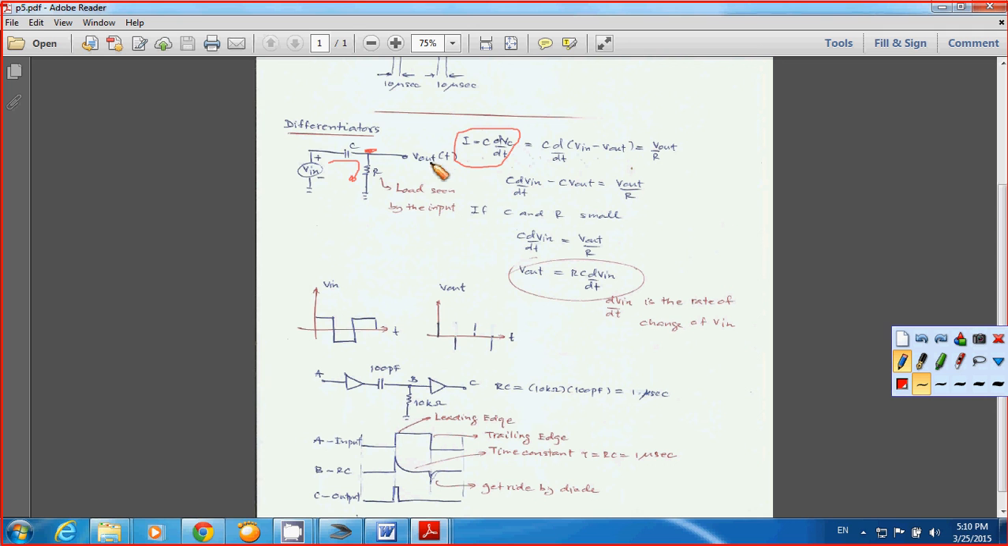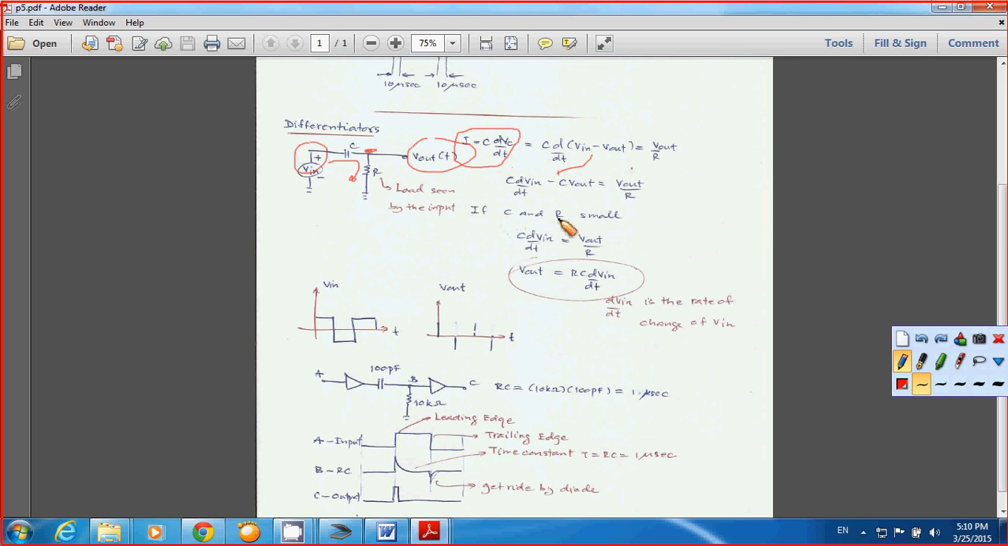And your VC simply becomes V in minus V out, because V in is higher than V out. So you use V in minus V out over dt. You rearrange the equation and separate the two terms here. It comes out to be like this.